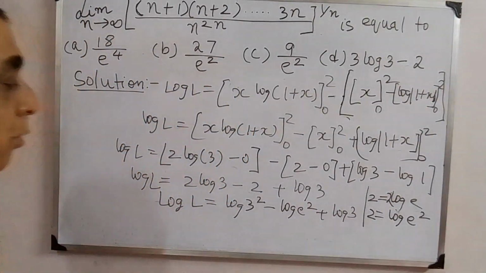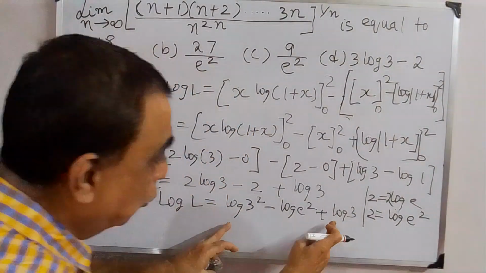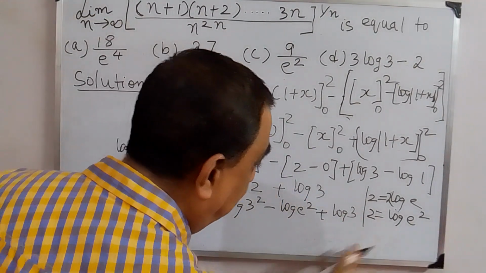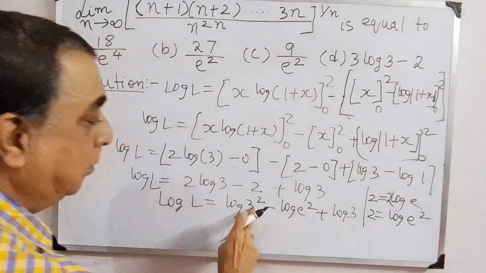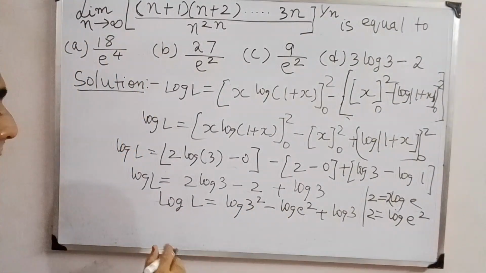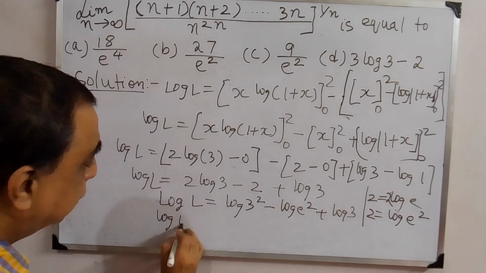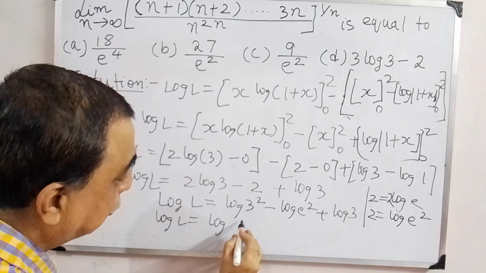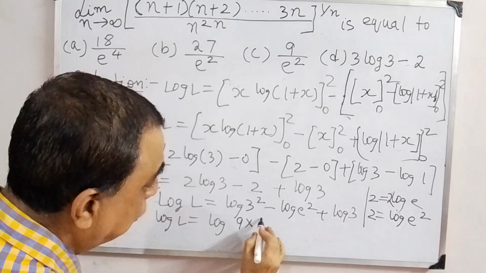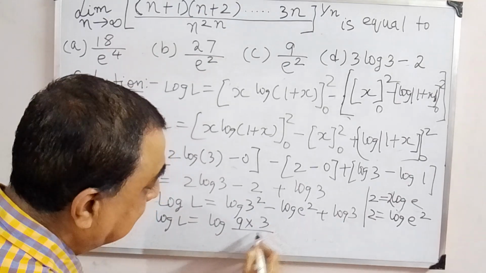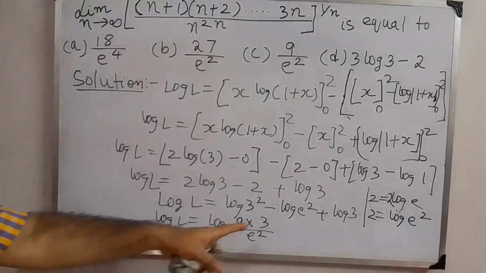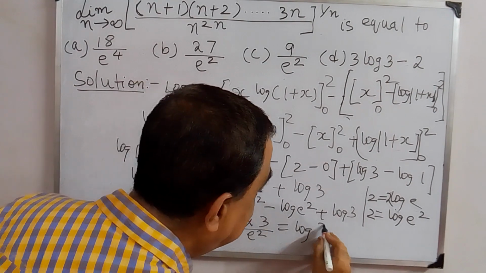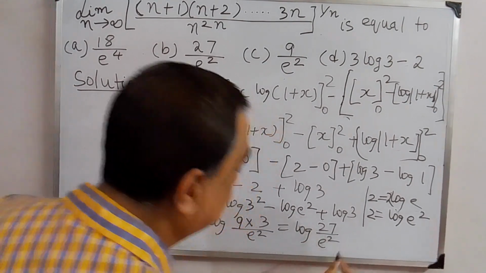Now see here, when I change all of this into one log, the plus terms will be multiplied and the minus terms will be divided. This is the property of log. So log L, I am writing all in one. This becomes 3 squared, that is 9, into 3, divided by, minus will be written in the denominator, e squared. So this becomes log of 27 by e squared.